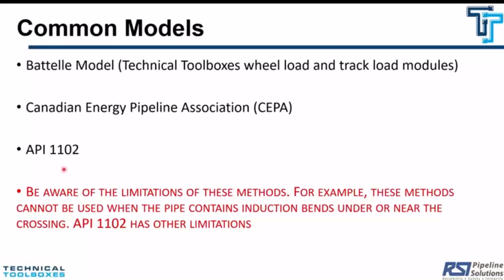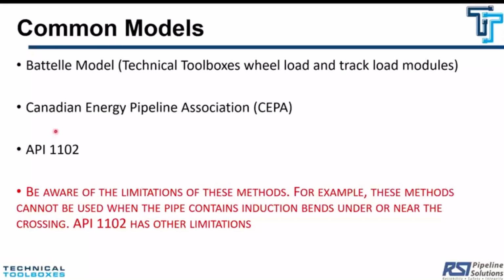API 1102 basically is a model that is half numerical, half empirical. I think it was developed in the 80s and maybe early 90s at Cornell University. They performed finite element analyses, and then they verified the results of their analysis with some field tests, right? So that's how the model was developed. It's completely different from the Battelle model and the Canadian energy, the CEPA model, in terms of the equations that are used in the model. It's completely different.